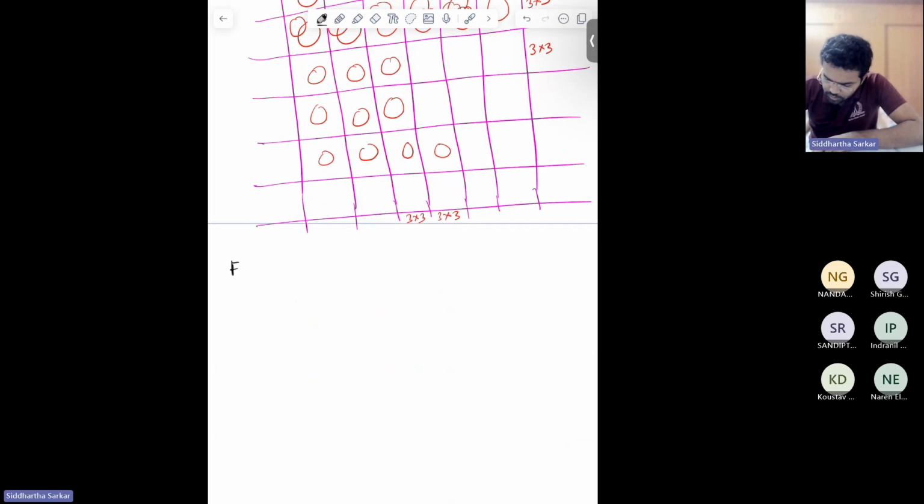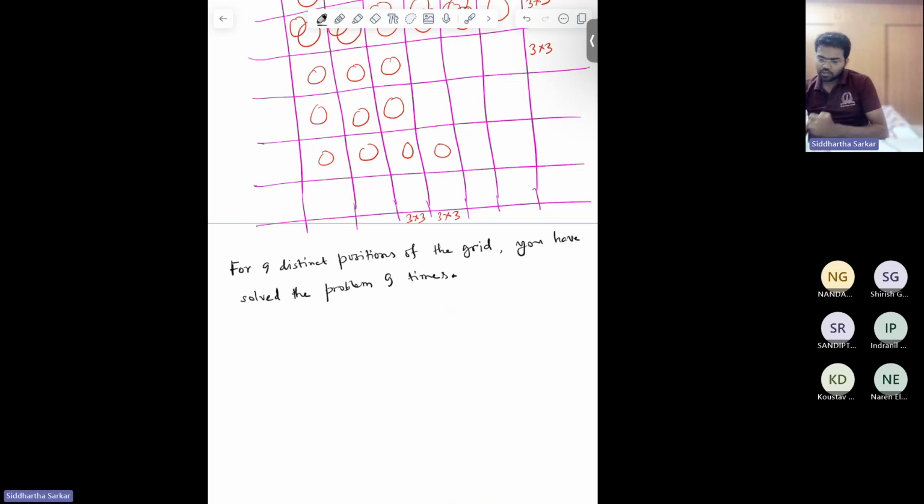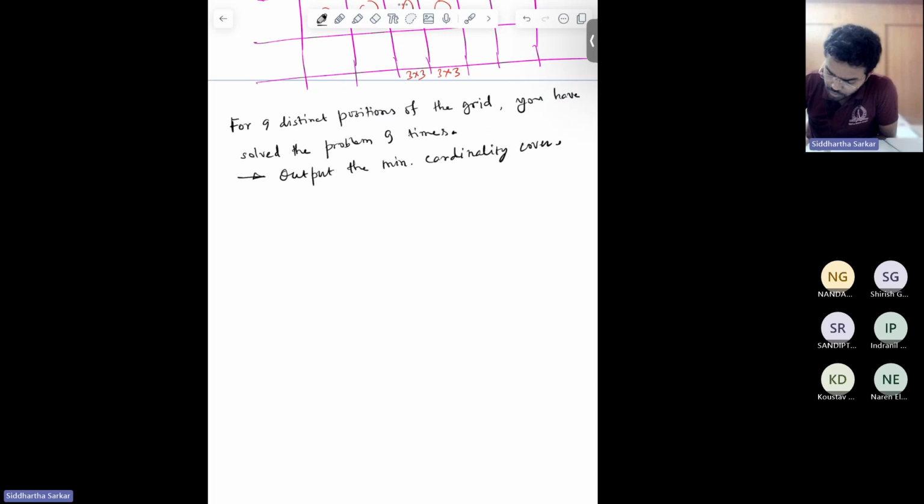For 9 distinct positions of the grid, you have solved the problem 9 times, and you have output the best, the minimum cardinality cover. Let me make it simpler. Let us say that you reported that 15 circles are sufficient. So your minimum was 15.